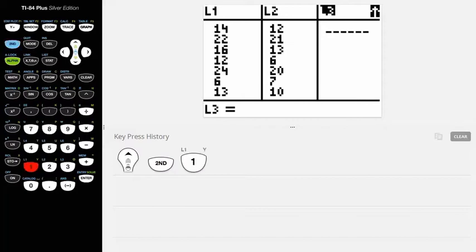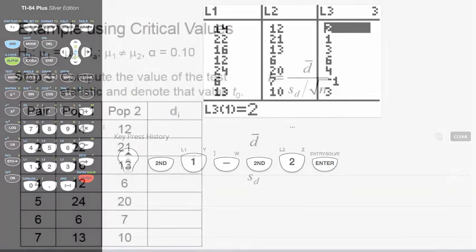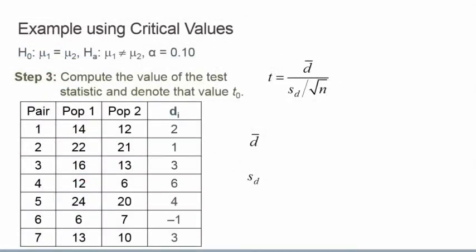Second 1 gives me L sub 1 minus second 2 gives me L sub 2, enter, and now I'm ready to take this column and move it to my table. For pair 1, d sub i is 2, for pair 2, d sub i is 1, for pair 3, d sub i is 3, for pair 4, d sub i is 6, for pair 5, d sub i is 4, for pair 6, d sub i is -1, for pair 7, d sub i is 3.